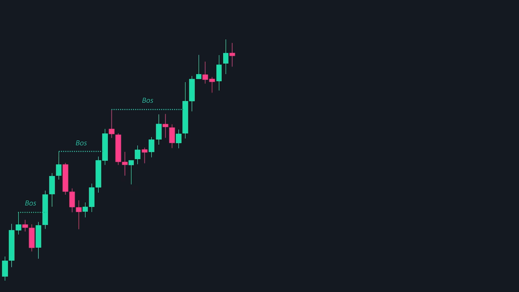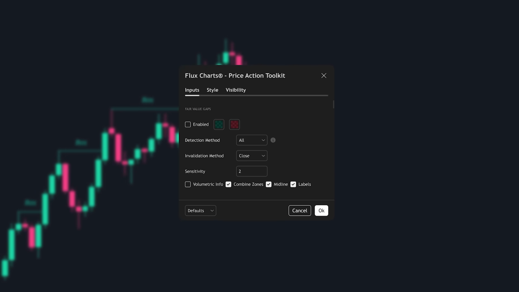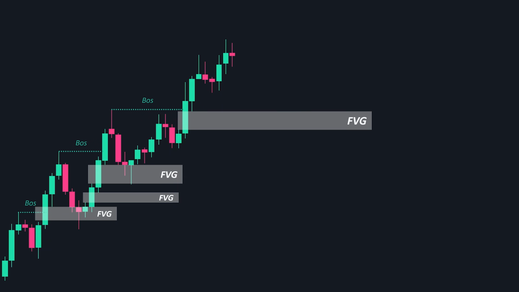Here in this example, we can see that the price is breaking structures to the upside on the 30-minute chart. So we are in an uptrend and only looking for buying opportunities. Next, we have fair value gaps. If you enable this option in the indicator settings, they will automatically appear on the chart.